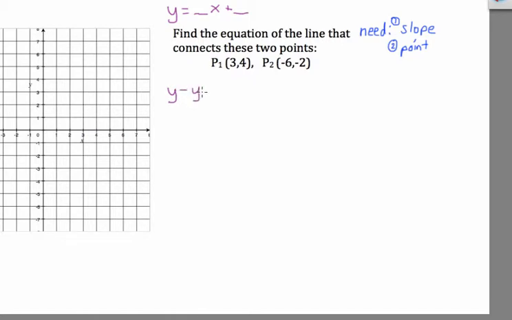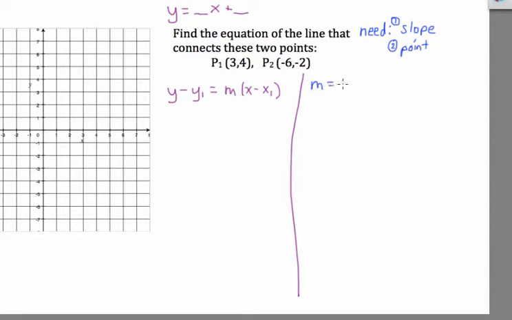y minus y1 equals m times x minus x1. So we're going to need the slope, and we're going to need a point to sub in for x1 and y1. Let's start out, in the previous example, they gave us the slope. They gave us the m number. In this problem, we have to find it. So we're going to use our 2 points to find the slope.